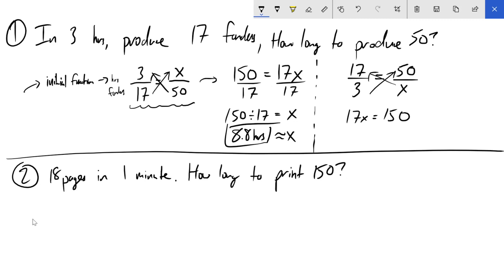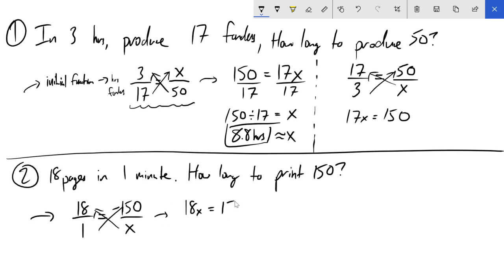Okay, so then we'll just set up our initial fraction. So you could just go 18 pages in 1 minute. And then over here, if I'm doing pages over minutes, my pages should go here. My minutes are unknown. What do you ultimately just end up doing, though?